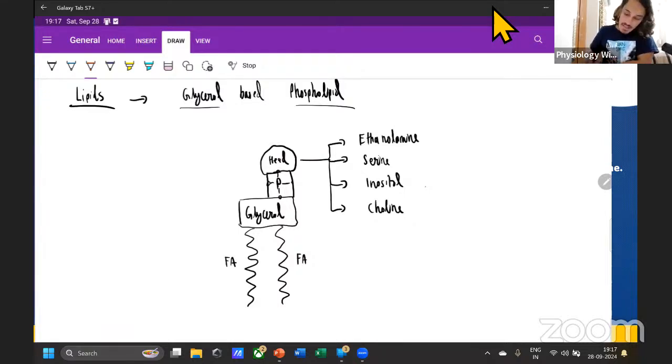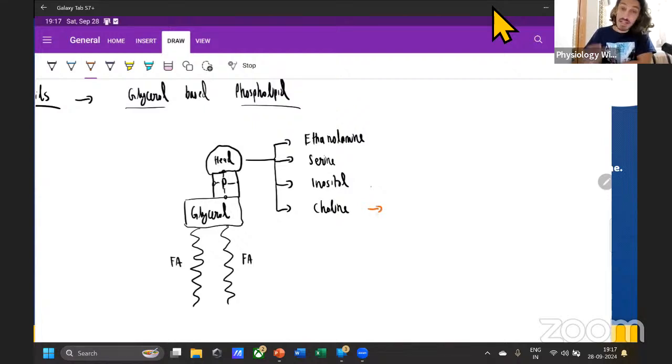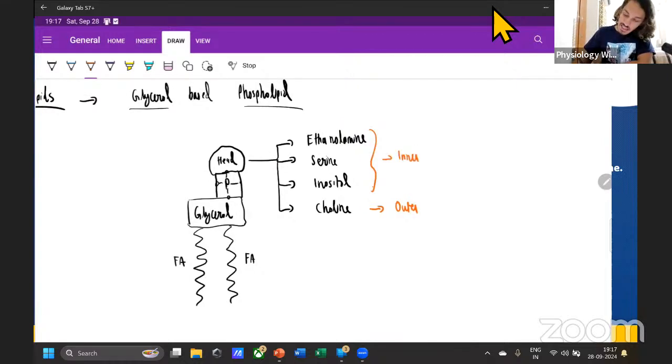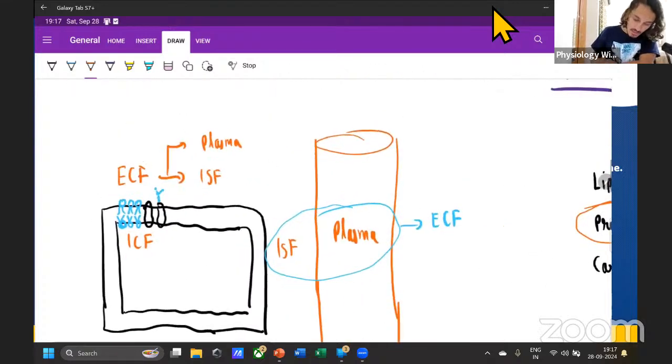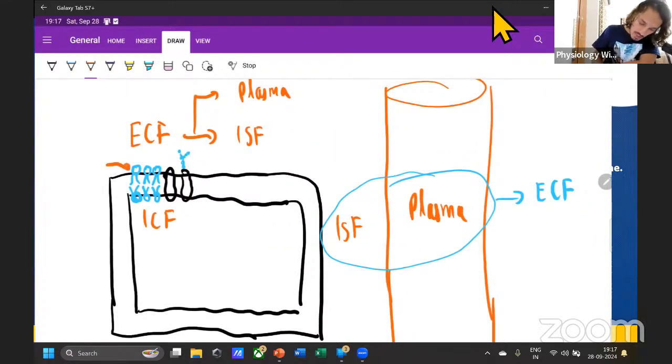Now, usually phosphatidyl choline is present on the outer leaflet, and this is usually present on the inner leaflet. What does that mean? As we were talking about, we have the outer leaflet and the inner leaflet. Generally, your phosphatidylcholine is present in the outer leaflet. Things like ethanolamine and inositol are all present on the inner leaflet. This is important with regard to its functions.